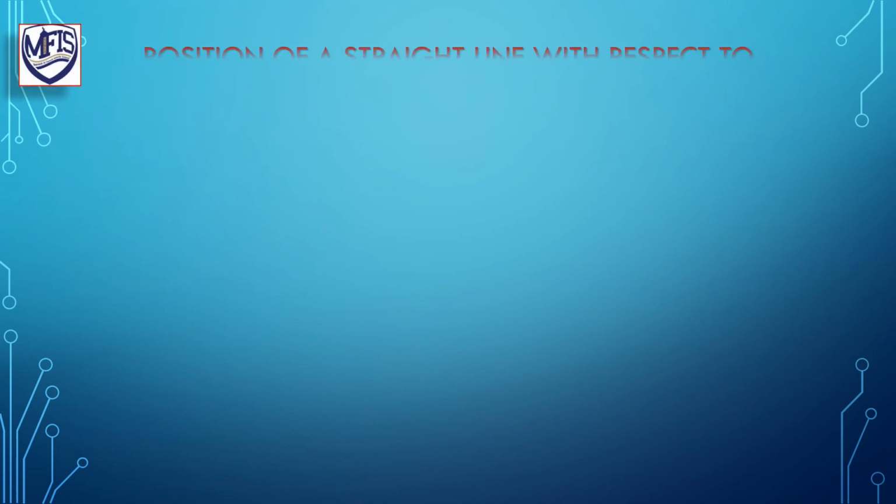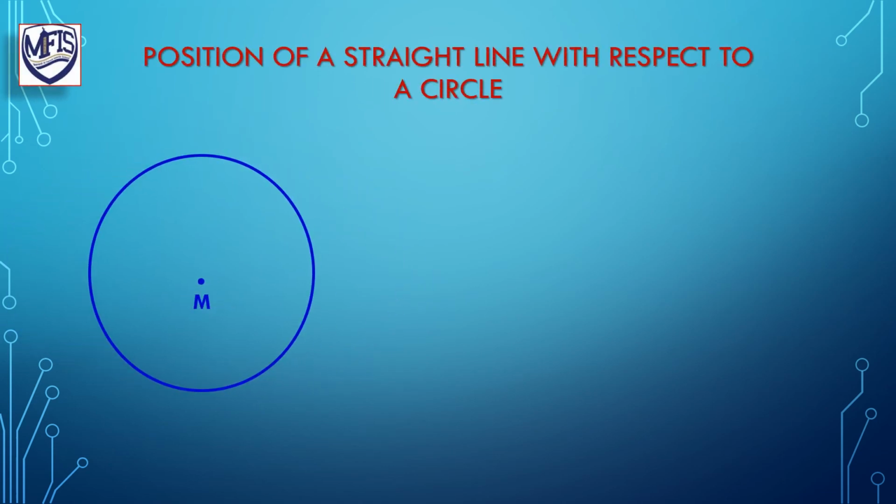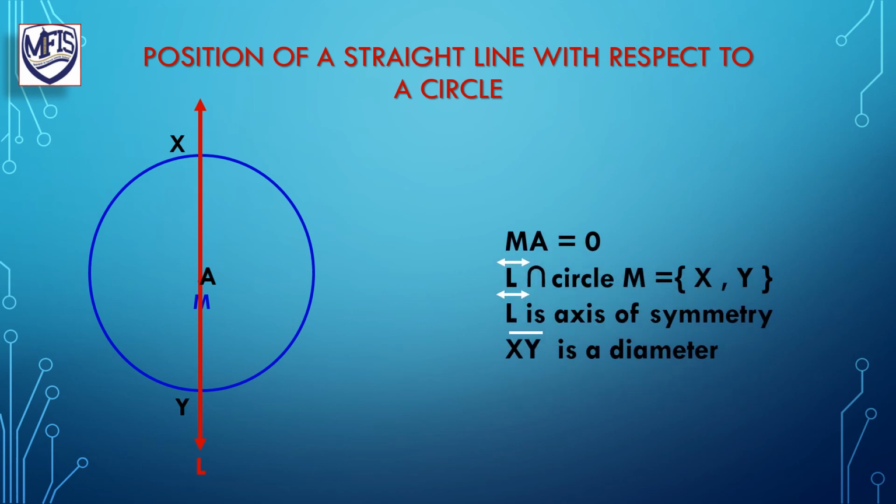The fourth position. Here I have circle M and straight line L passing through the center. That means MA equals 0. If MA equals 0, this straight line is called axis of symmetry of the circle M and intersects the circle at 2 points X and Y. And the line segment XY is called diameter of the circle.